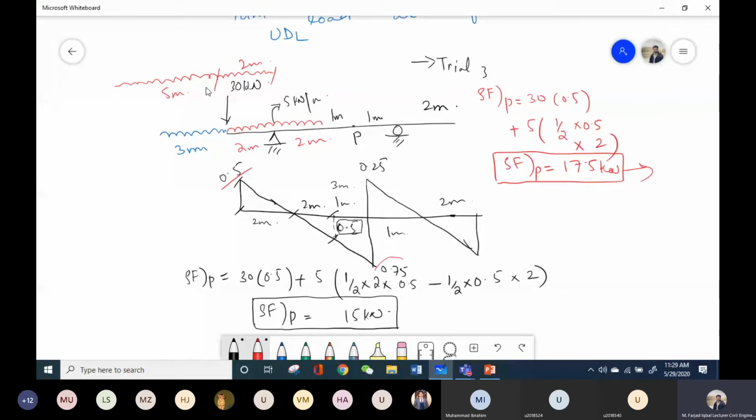For example, let's suppose this is a truck. There is a time when it is moving over a bridge or any kind of structure that half of it is already gone, or 5 meter of it is already outside the structure and 2 meter is on the beam. So when its location is somewhat like this one, then you are getting the maximum value of shear force at this point P. Okay. So is there any other question?